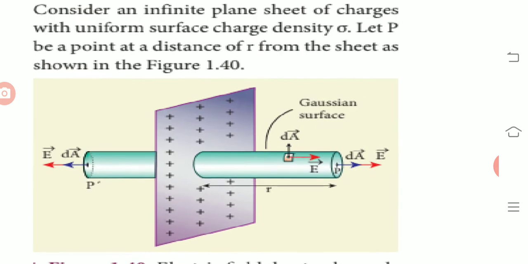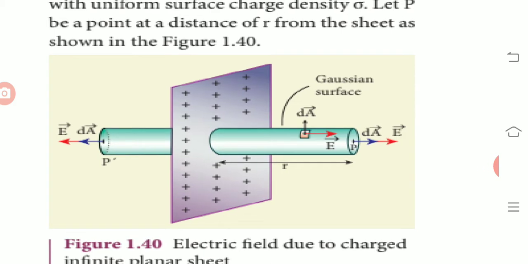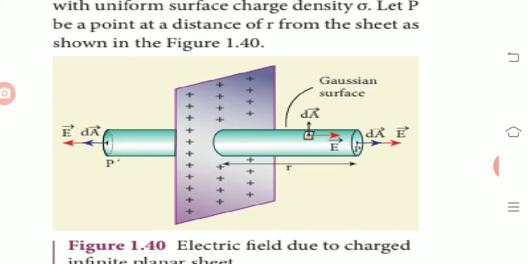From the diagram, since the plane is infinitely large, the electric field should be the same at all points equidistant from the plane and radially directed at all points. A cylindrical Gaussian surface of length 2r and area A of the plate surfaces is chosen such that the infinite plane sheet passes perpendicularly through the middle part of the Gaussian surface.